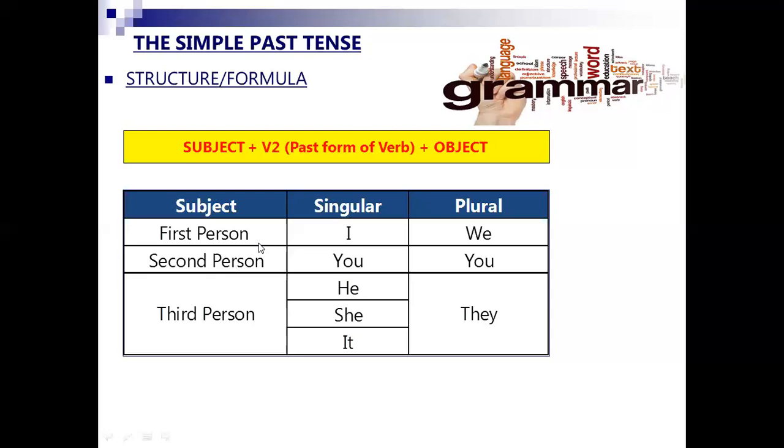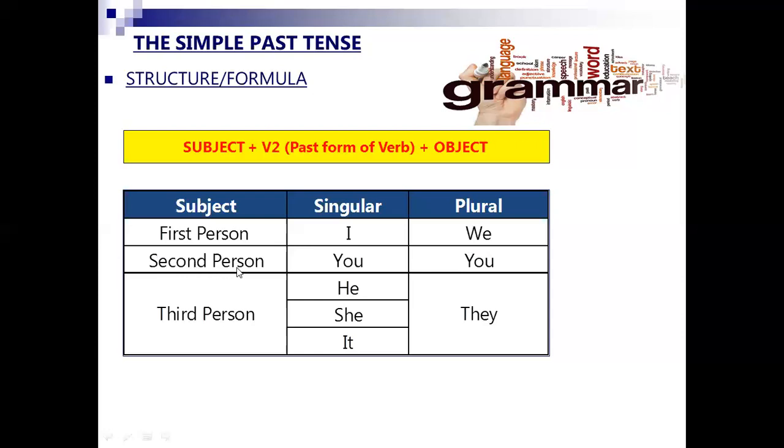First person means the speaker of the sentence, the person who is speaking in the sentence. We call him first person. When a single person is speaking, at that time we use I. And when many people are speaking, we use we. So I is used for singular subject, we is used for plural subject.